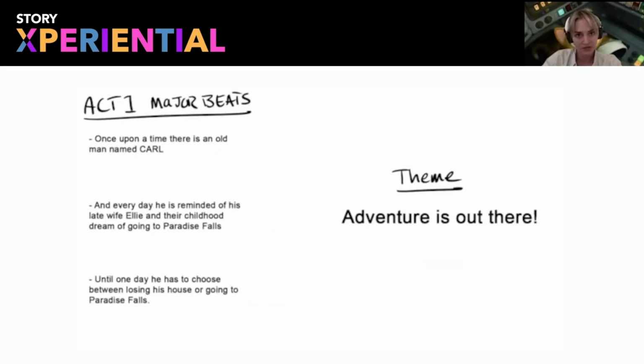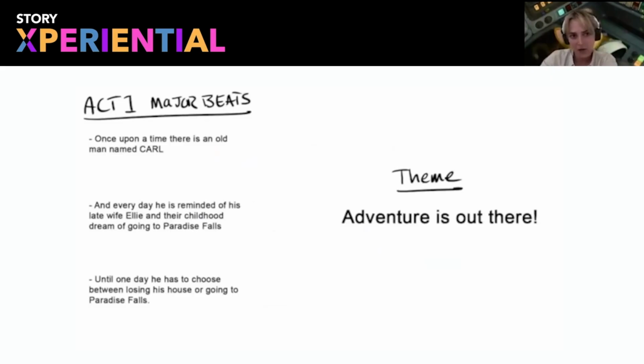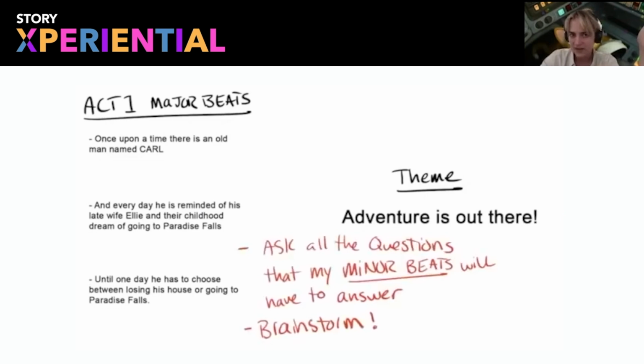Put the major beats over here. Write my theme out. The theme of Up is Adventure Is Out There. Adventure is out there! And I start to think about how all of these concepts are connected, and I ask a bunch of questions that the minor beats are going to ultimately have to answer.